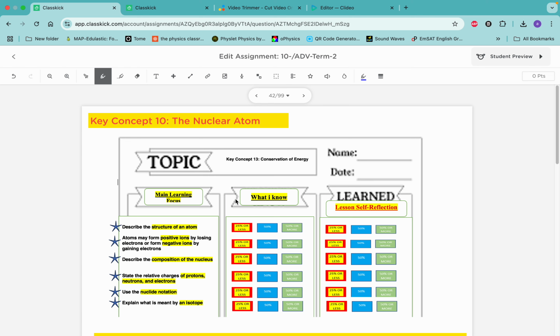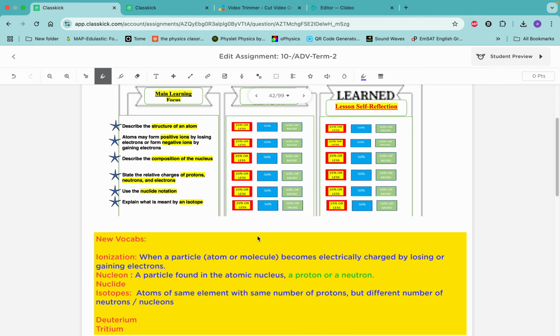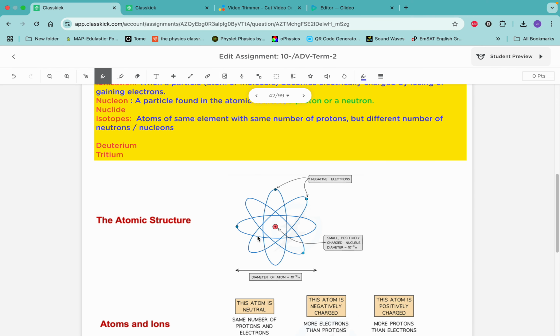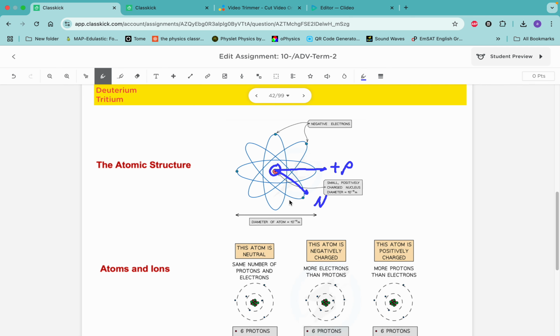So starting with the easiest topic, which is the nuclear atom. In this topic, you need to know mainly the atomic structure, and you have studied this before, that at the center of the atom we have the nucleus. This nucleus contains two different particles, positive protons and neutral neutrons, while electrons are orbiting around the nucleus.